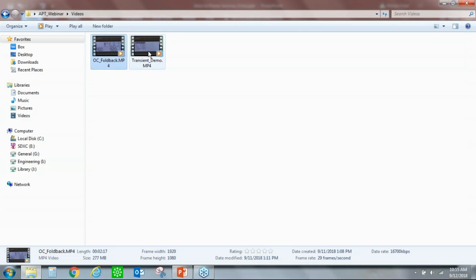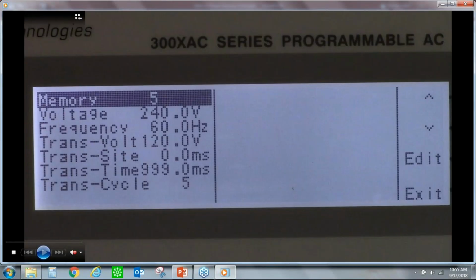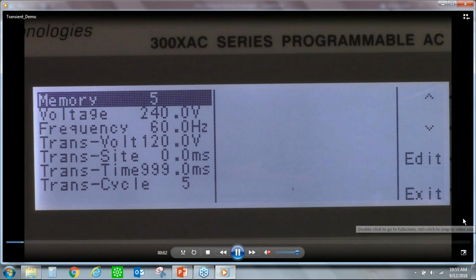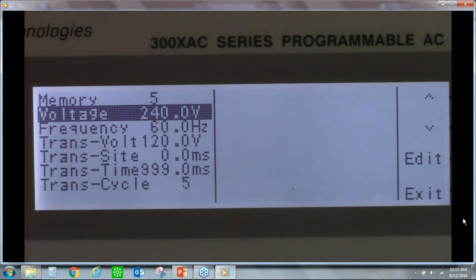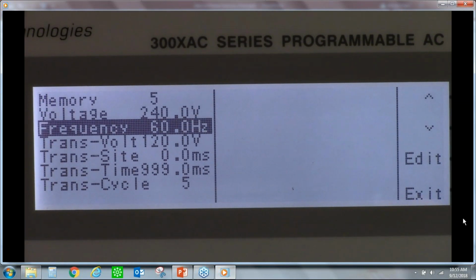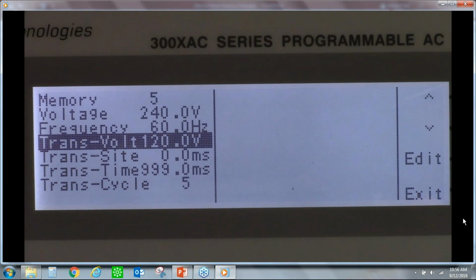The next demo we have here is a demo of transient. What transients are, like I mentioned earlier, is that if your requirements ask you to drop the voltage down for 10 seconds, how would you achieve that? On this motor, I have 240 volts being applied, 60 hertz is my frequency. Now I want to be able to drop the voltage down to 120 volts, so half the voltage. How does my product react when I drop the voltage for 10 seconds?